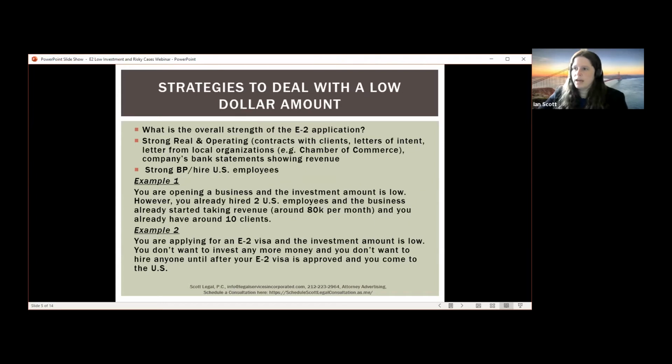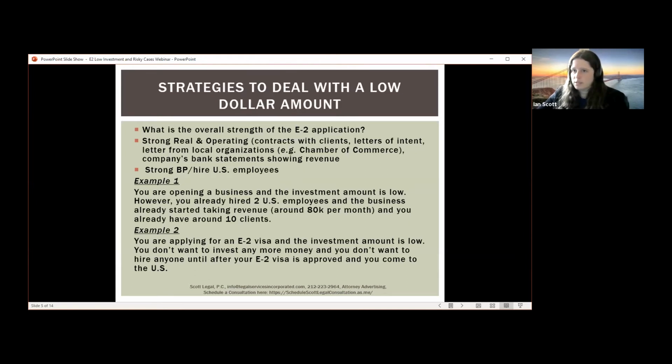So you want to have a really strong real and operating section, and a really strong marginality section. You want to show that you have contracts with clients, you have letters of intent from people who want to work with you. Perhaps you've reached out to the local business community. You may get a letter from a local chamber of commerce indicating they've met with you and they are excited for your business to join their community. Any other relevant trade or business organizations with which you've formed partnerships or connections.